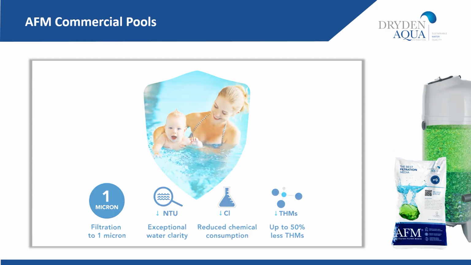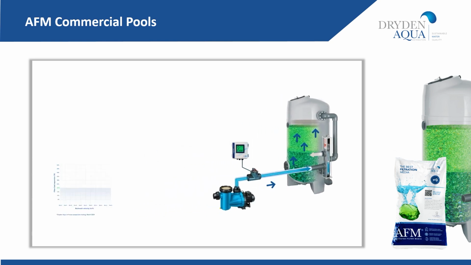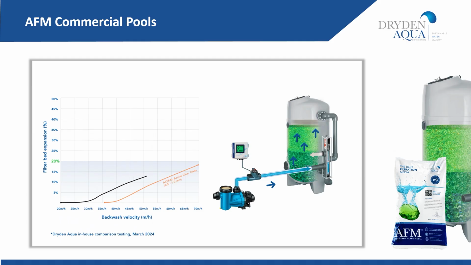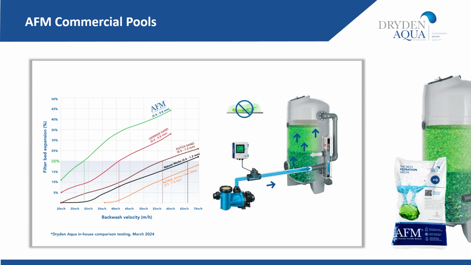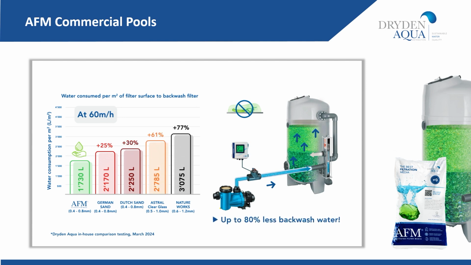But that's not all. One of AFM's most impressive features is its unmatched backwash performance. Unlike other filter media that struggle with clumping, biofouling, and poor bed expansion, AFM offers exceptional bed expansion during slower backwashes, and without biofilm buildup, it can efficiently clear over 95% of all trapped particles during shorter cycles as well. This efficient backwash process uses up to 80% less water than other filter media, saving thousands of litres each year. It's not just a win for your operating costs, it's a major win for the environment.